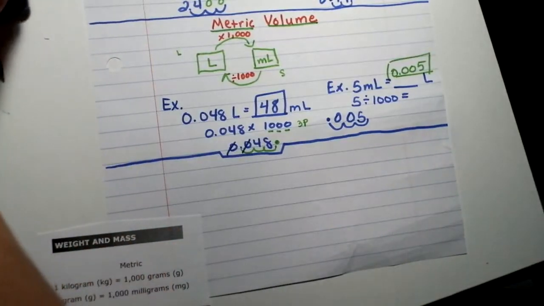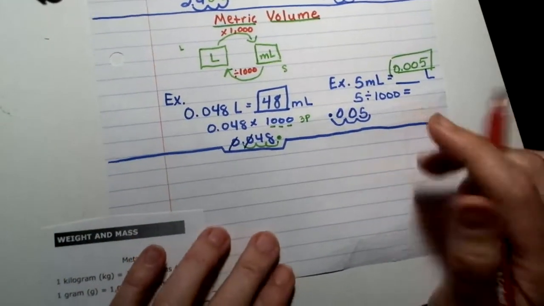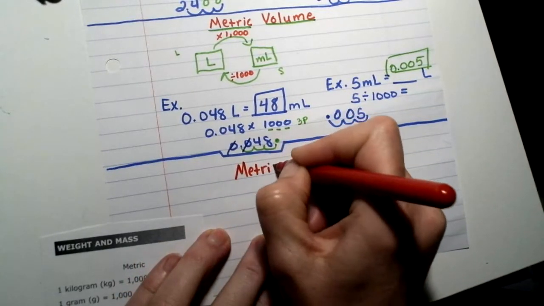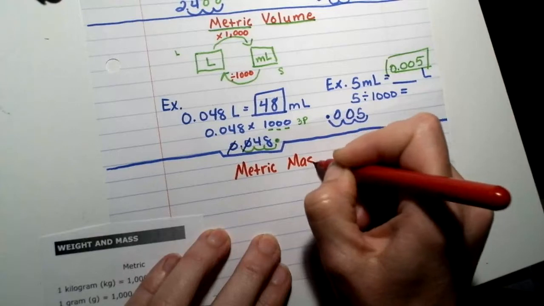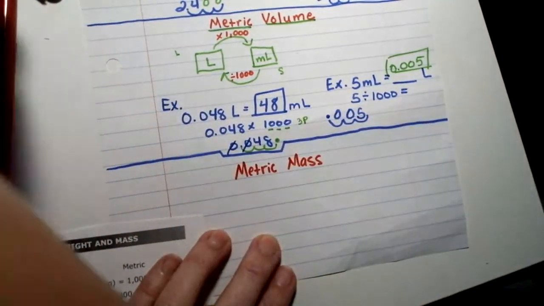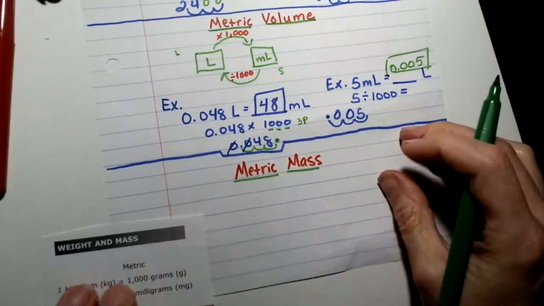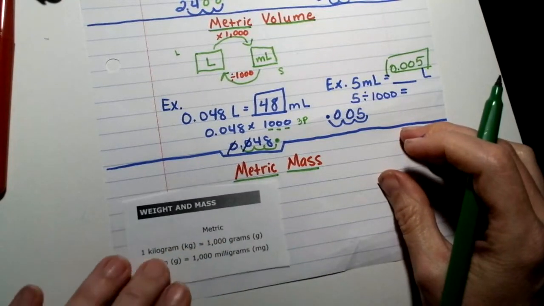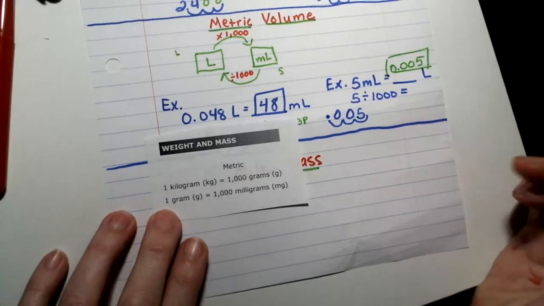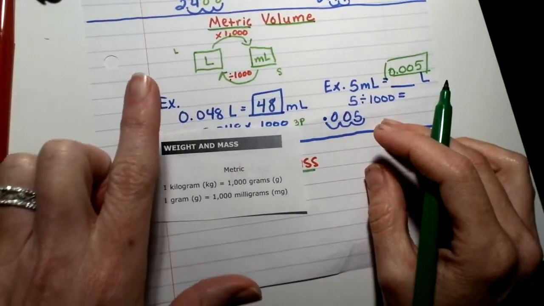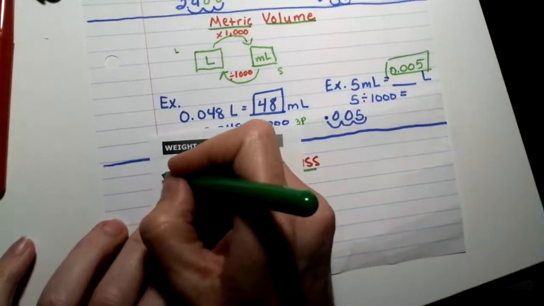All right. So let's go ahead and give our title. This is going to be all about metric mass. And we're going to look at our reference chart. And again, we're going to identify where our largest unit of measurement is, making my L with my hand so I know where the left side of my chart is. That's where our larger units are going to be.